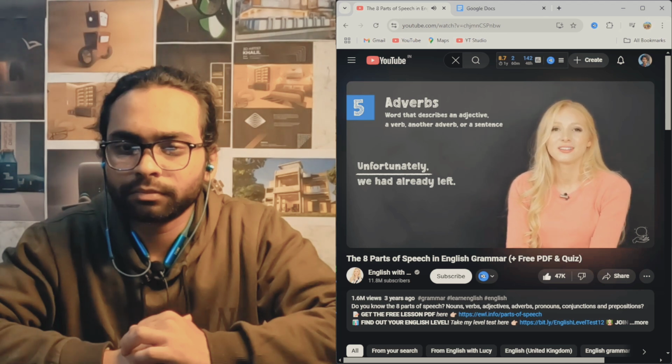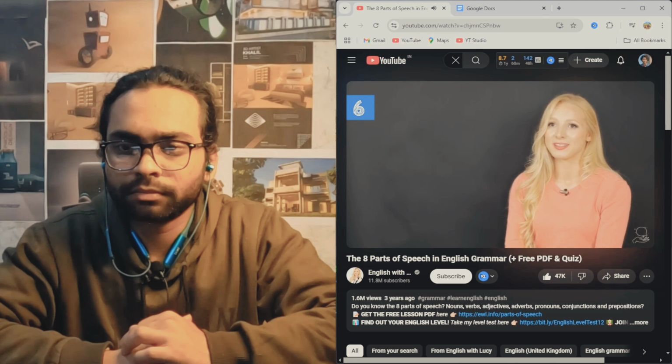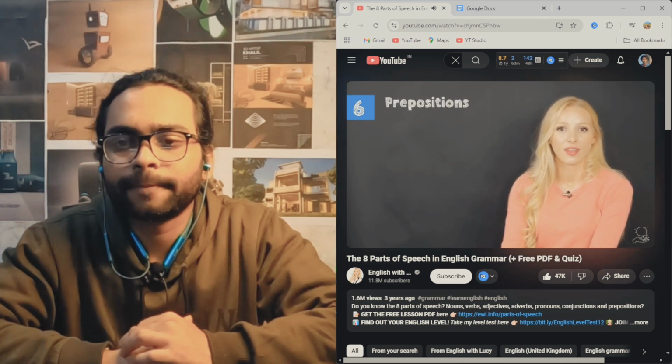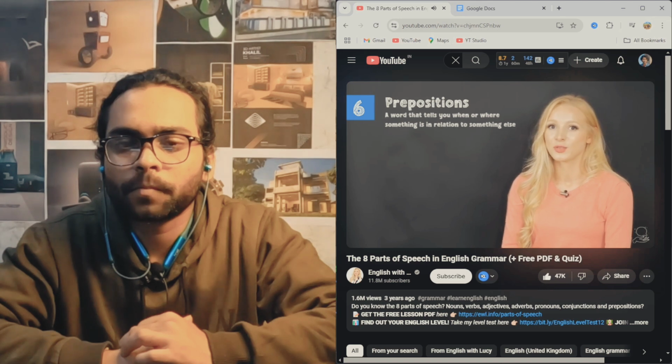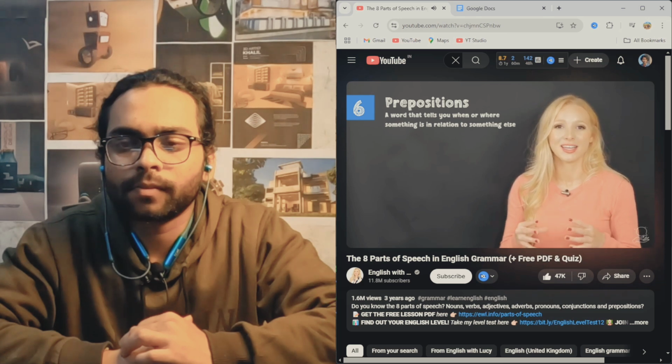Unfortunately, the adverb is describing the whole sentence. Okay, let's move on to prepositions, another topic that learners of English tend to find quite tricky. A preposition is a word that tells you when or where something is in relation to something else. It tells you the relationship between words in a sentence.